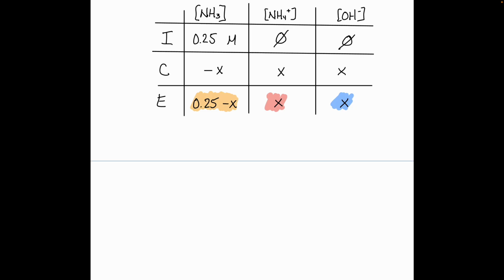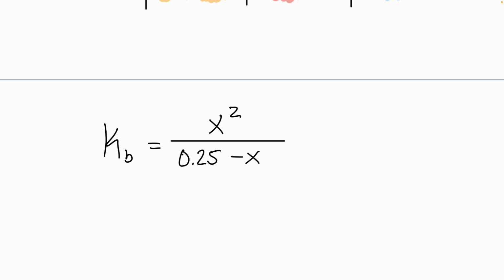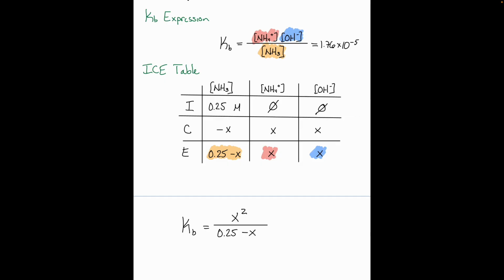All right. For the sake of variety here, let's go ahead and use our solver feature. Try to make some room so we can see. I'm going to punch this in, well, let me finish plugging these in. Kb equals x squared over my 0.25 minus x. That's what I get when I plug these in from my ice table.